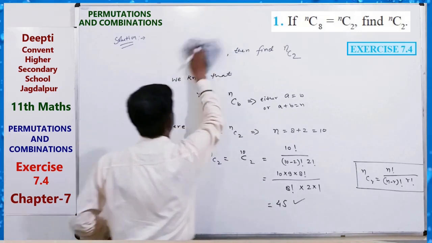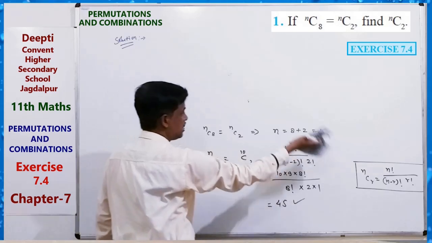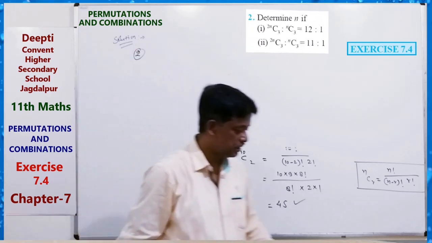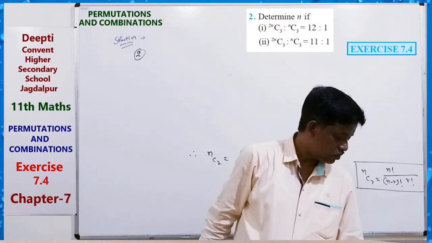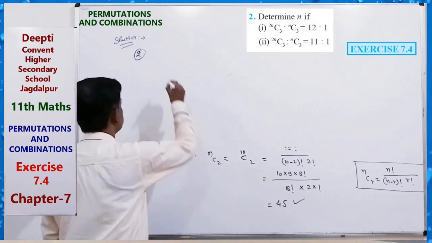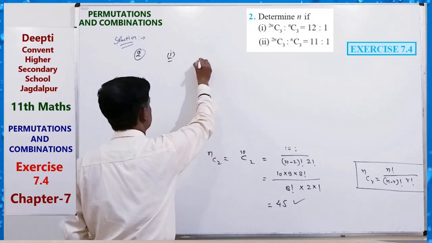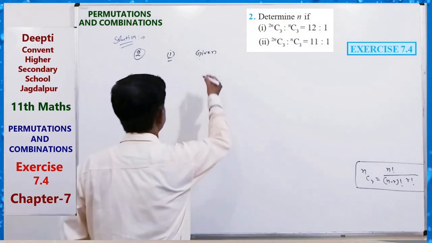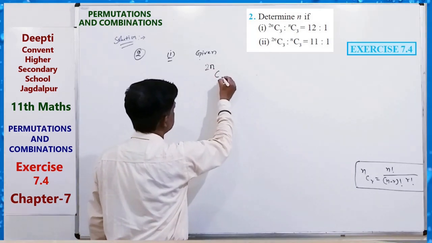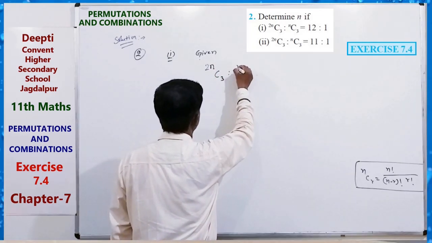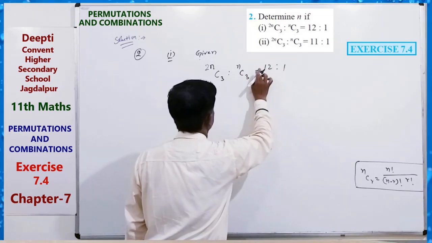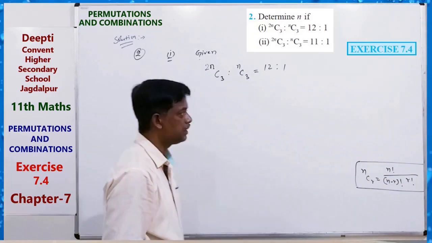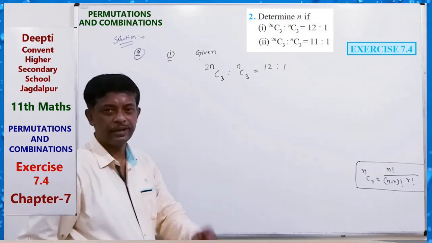Now second question, determine n if... Here also we will use the formula of NCR. For question 2, it is given that 2NC2 ratio NC2 equals 12 ratio 1. Here given 2NC3 ratio NC3 equals 12 ratio 1. This is the given relation. Okay. Clear? We have to find the value of n.